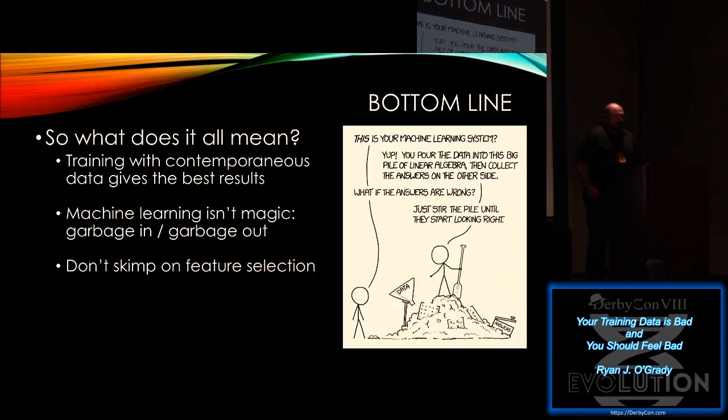So what's the bottom line here? What does it all mean? Again, I don't want to shock anyone, but training with contemporaneous data is going to get you the best performance for your classifiers. That means, unfortunately, if you decide you want to go out and create your own Twitter bot classifier, you're going to have to figure out some way to get relevant recent data.